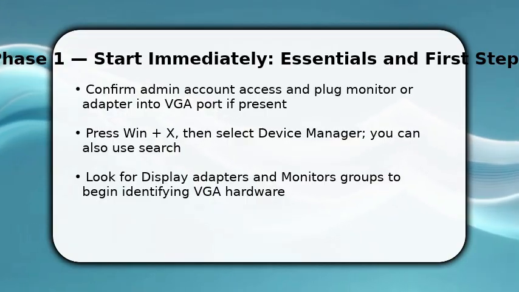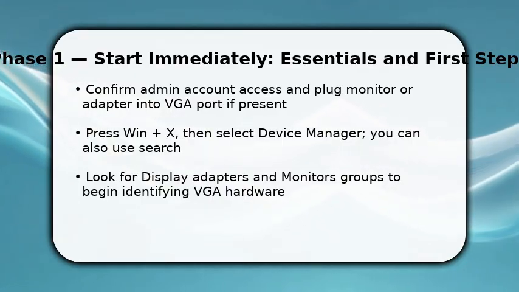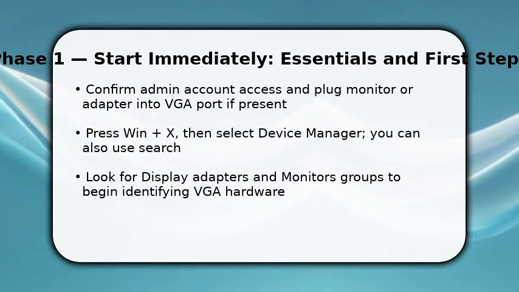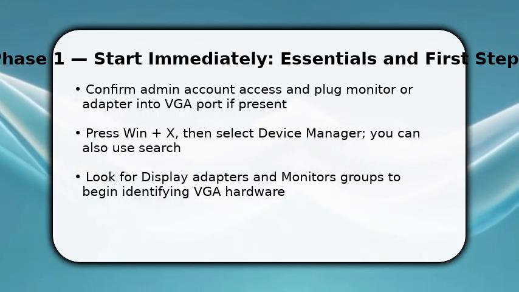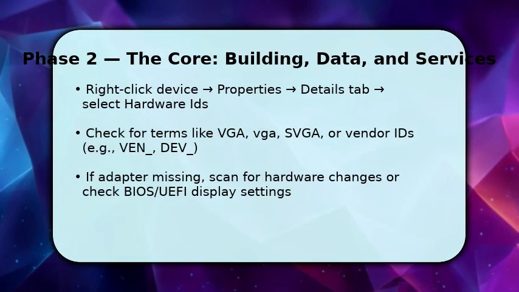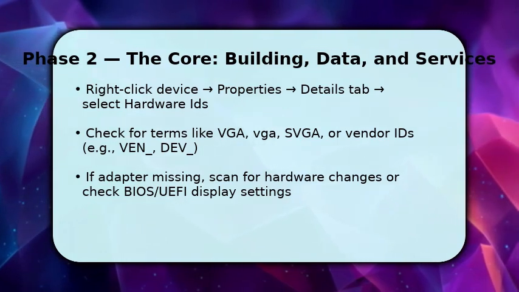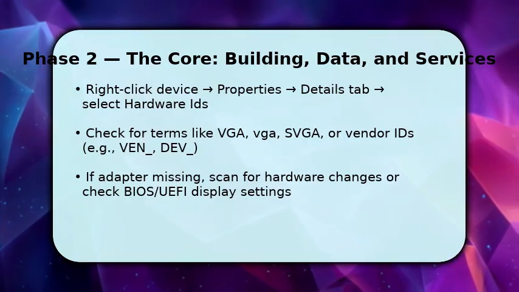If you see generic names, make sure to right-click and choose Properties to view details. You're doing this to confirm whether a VGA-compatible GPU or integrated graphics is present, which determines the next steps for drivers and connections. Once in Properties, switch to the Details tab and pick Hardware IDs. This gives specific vendor and device identifiers.